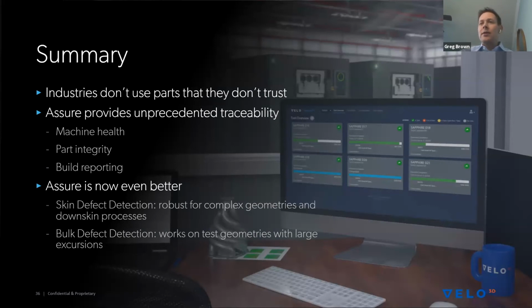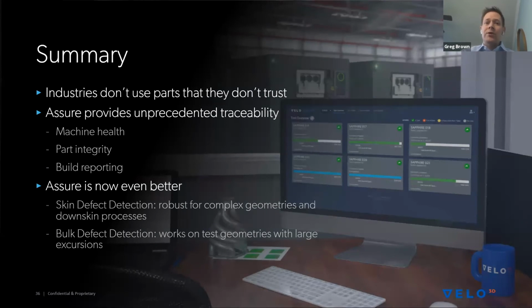So Assure, as we've built it now, provides unprecedented traceability in the fact that we've got integrated machine health routines basically that track to make sure that the machine is healthy before you start a build. We've got information on the part integrity while you're actually going during the build. And then we've got this build report as well that allows you to basically generate a status report of what happened during the course of that build.